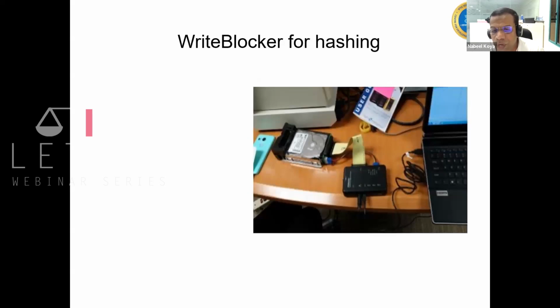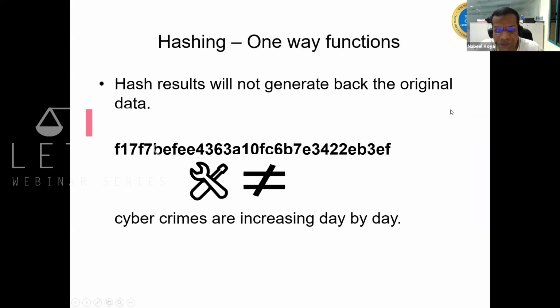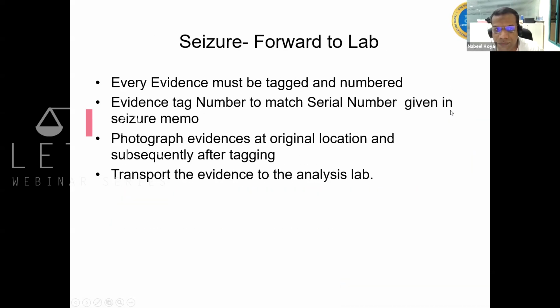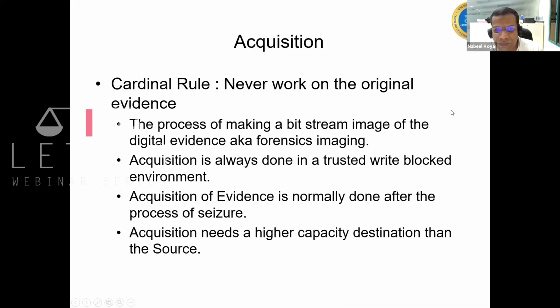Like this, you connect the source media, connect a write protecting device. Now you have an imaging device connected, with the application running here. That will do the copying of all the contents from the hard disk to the storage media. Acquisition is done in a write-blocked environment, and is normally done after the processor.